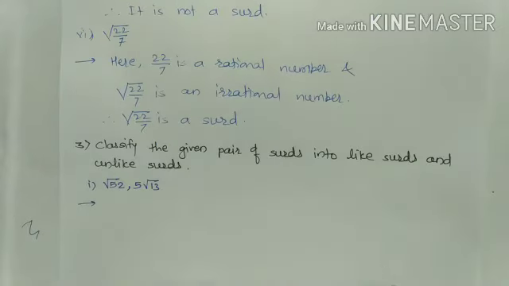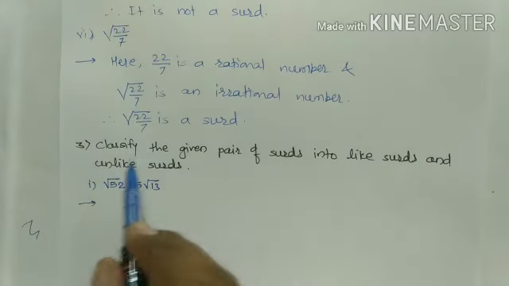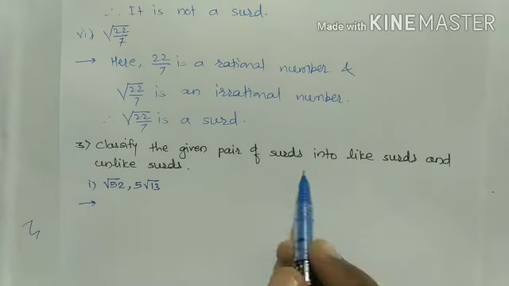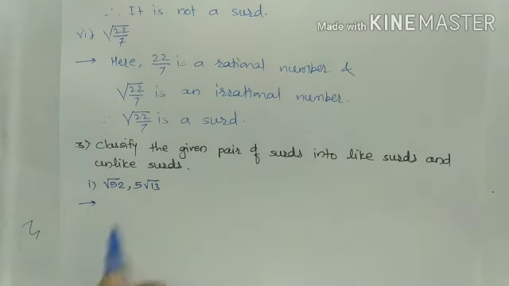Now the next question is question number 3. Classify the given pair of surds into like surds and unlike surds. Here we have to classify. Here 6 examples are given, and we have to classify whether the given pair of surds is like surds or not like, that is unlike surds.